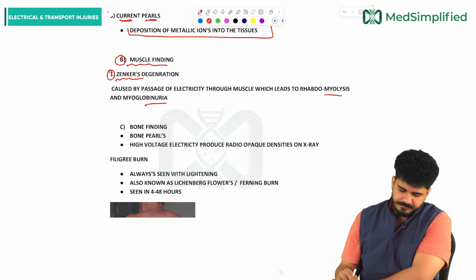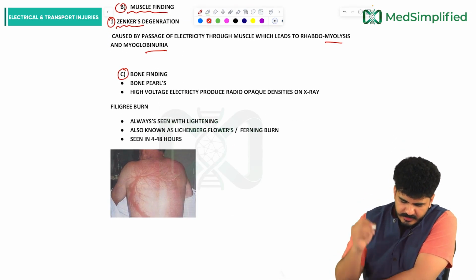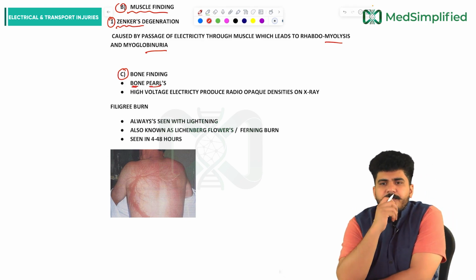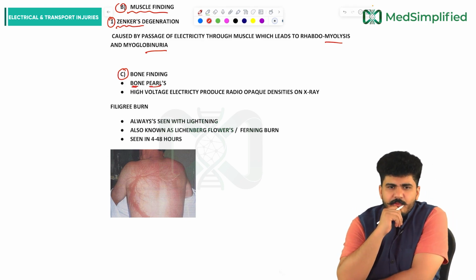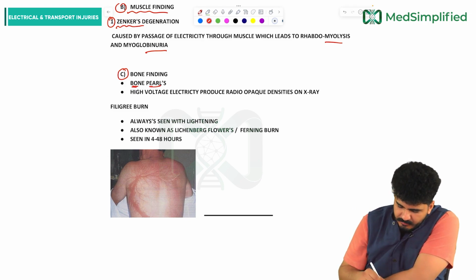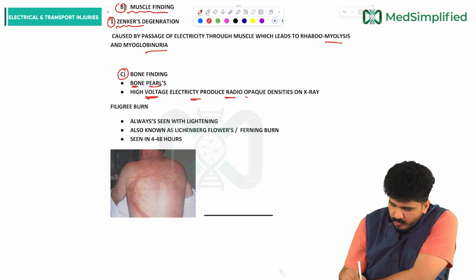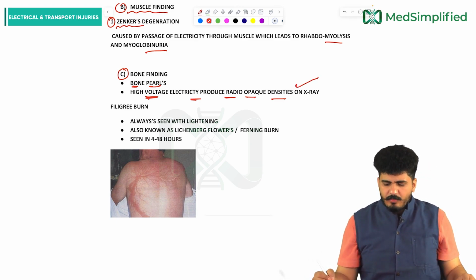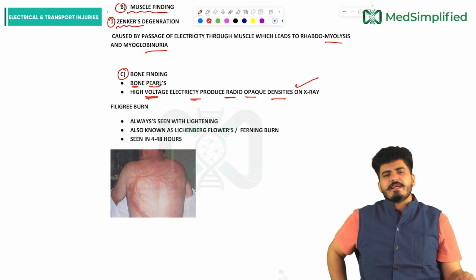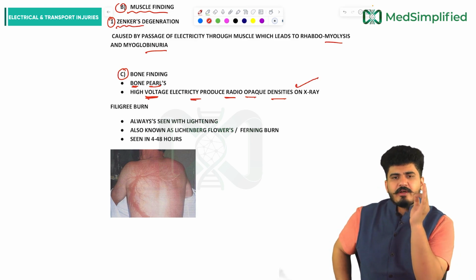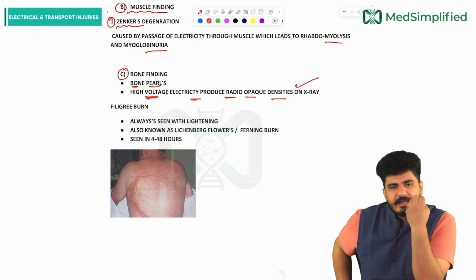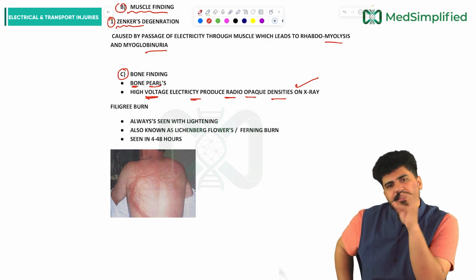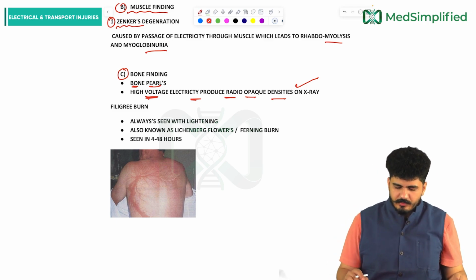Done? Now coming to the bone finding. Bone pearls are there, sir. The bone finding we are going to see is bone pearls. High voltage electricity produces radio opaque densities on the X-rays. Radio opaque, we cannot see through that, and high voltage electricity is responsible for bone pearls.